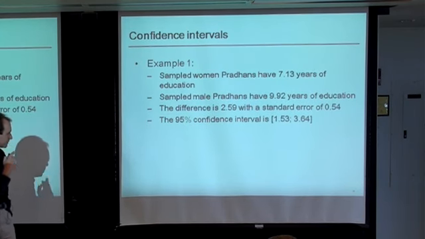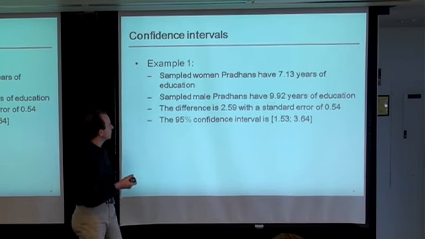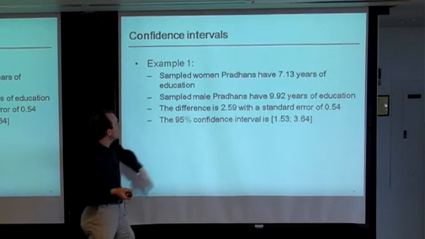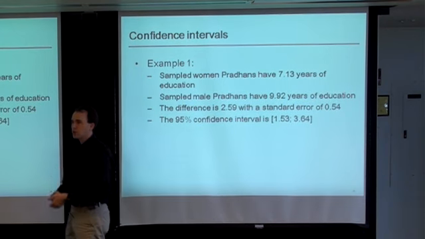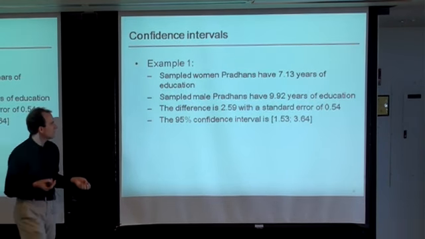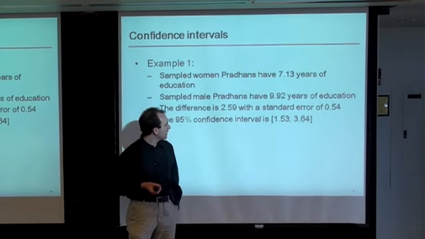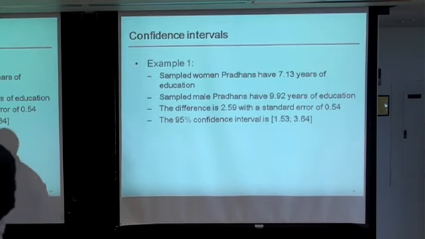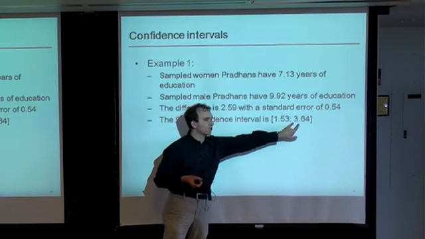So for example, suppose we saw that the sampled women Pradhans had 7.13 years of education, and the men had 9.92 years of education. Okay? And you want to know, is the truth that men have more education than women, or is it just kind of a random artifact of our sample? So suppose you calculated that the difference was 2.59, that's easy to calculate, and the standard error was 0.54, and the standard error was going to be calculated based on both how much data you had and how noisy the data was, you would compute that the 95% confidence interval is between 1.53 and 3.64.